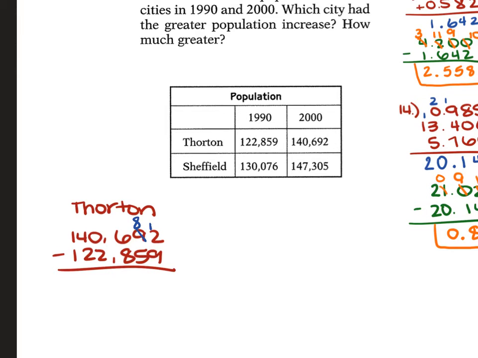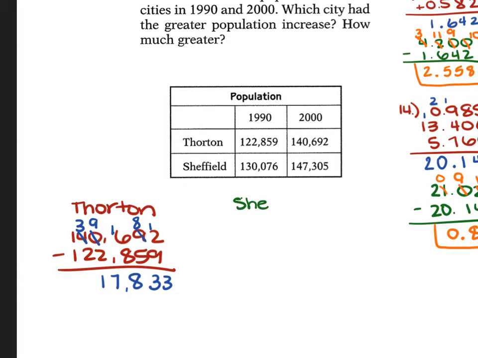12 minus 9 is 3. 8 minus 5 is 3. You cannot take 8 from 6, so the 6 will become a 16, making the 0 a 9 and the 4 a 3. So the 16 minus 8 is 8. 9 minus 2 is 7. 3 minus 2 is 1. 1 minus 1 is 0. So that change there is 17,833.